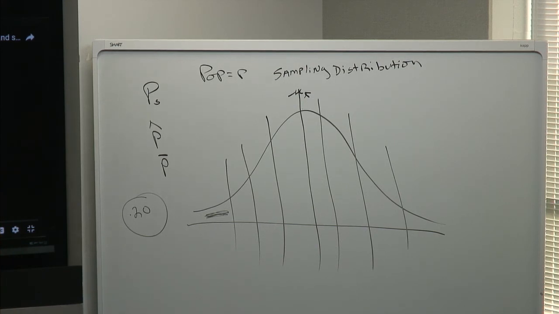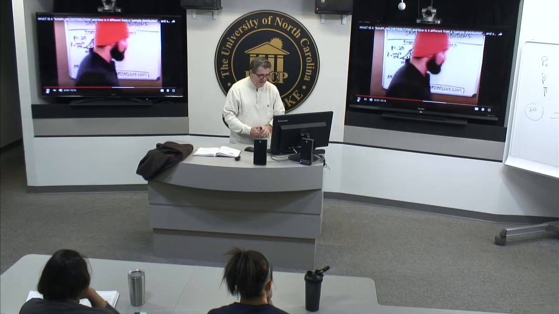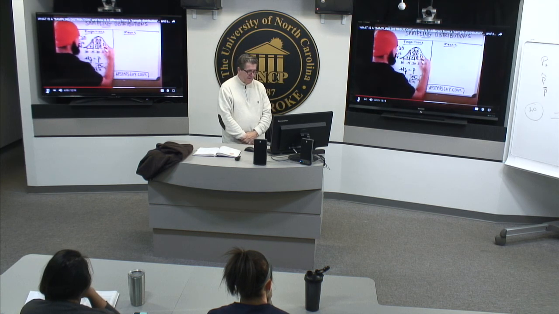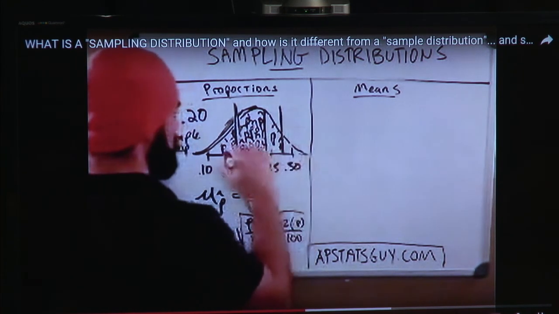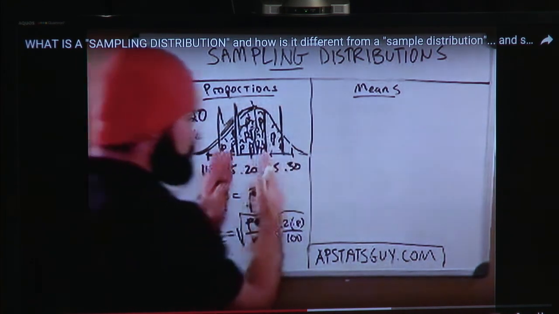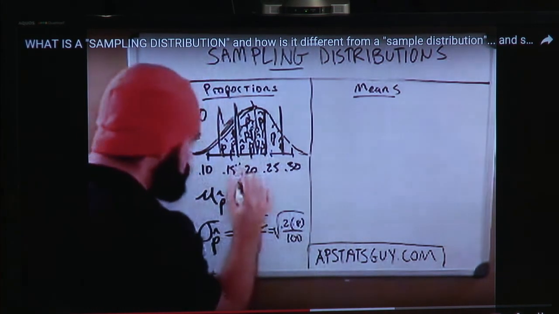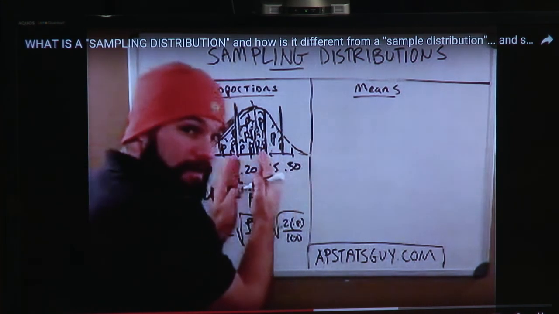Okay. Model centered at p with a standard deviation of 0.04. From p, I go up 0.04, 4%. So notice if I stop drawing my lines, I go up another 0.04. About 68% of my p-hats will be between 16% and 24%. How did he get 16 and 24? Well, 20 was the mean, right? The standard deviation was 0.04.